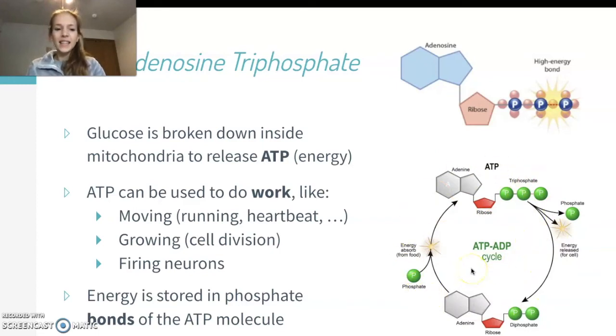So the big idea is that ATP stores its energy in bonds, and when that's broken, we can do all these kinds of work, like heartbeat, growing, firing neurons, going on a run. That's the idea.